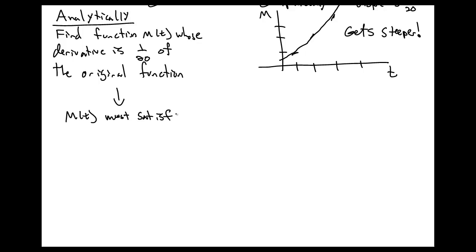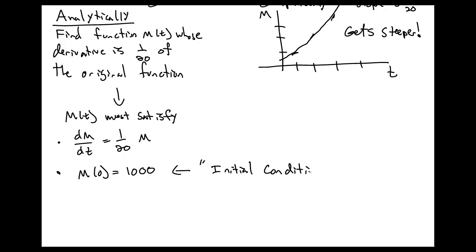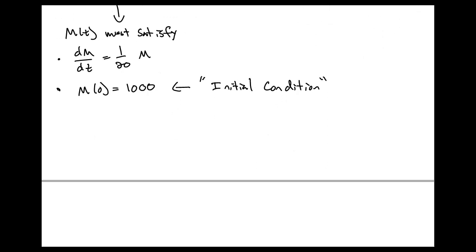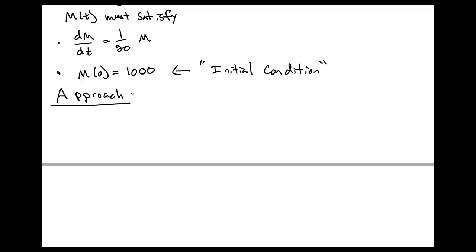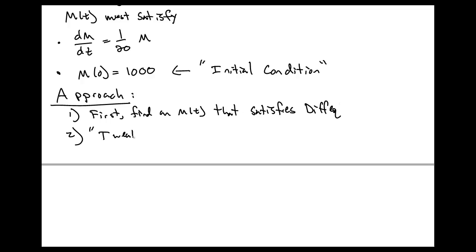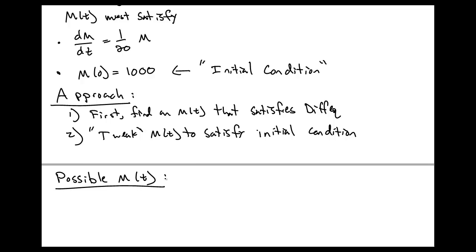Let's go further down this analytic path. In particular, her money, m, must satisfy the differential equation, dm dt is 1/20th m, but it also must satisfy an initial condition, which is that the initial amount of money is 1,000. So our approach to solving differential equations is first we want to find an m of t, which satisfies our differential equation, and then we want to tweak the function m to satisfy the initial condition, because our first guess is most likely not going to satisfy it.